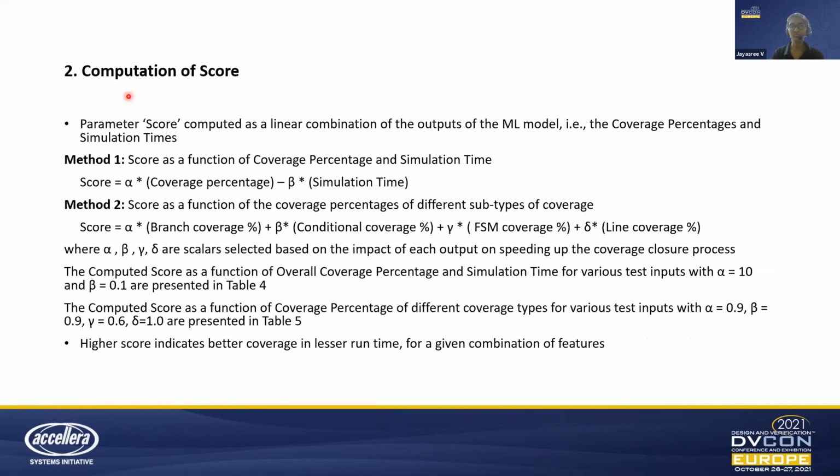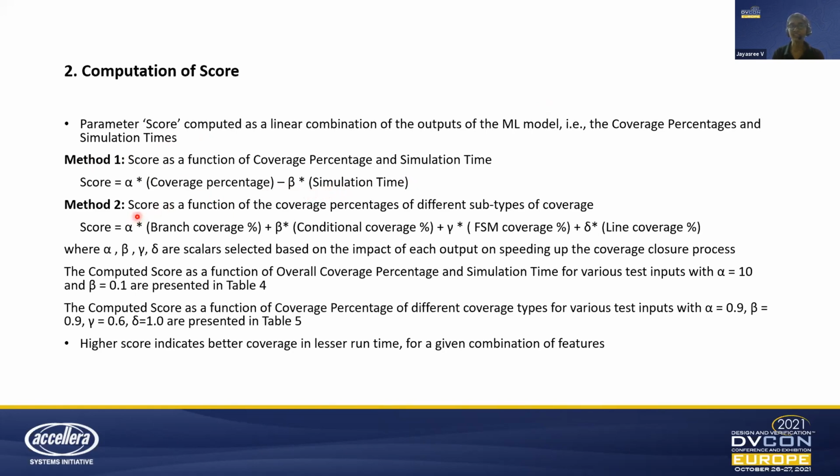Coming to the second stage of the algorithm, this stage involves the computation of a parameter called score. Score is computed as a linear combination of the outputs of the ML model, that is the coverage percentages and the simulation times. There are two methods by which score can be computed. In the first method, score is computed as a function of the overall coverage percentage and simulation time. Here, score is alpha into coverage percentage minus beta into simulation time. Simulation time is subtracted in the equation since it impacts the coverage negatively.